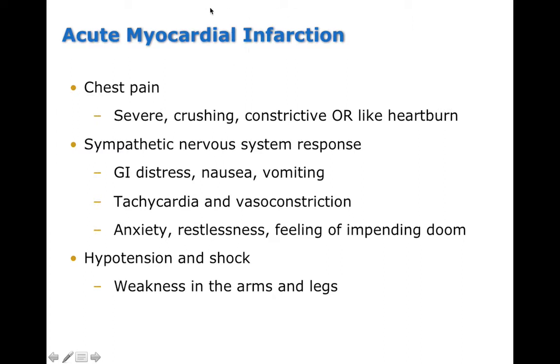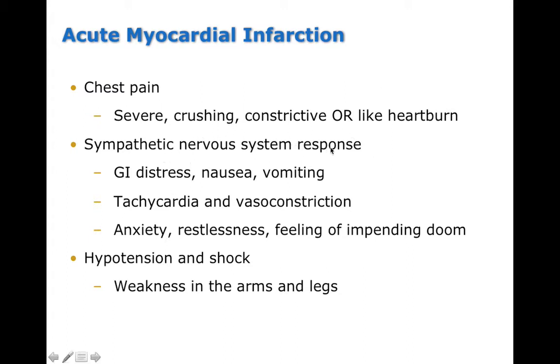Some of the other signs and symptoms of acute myocardial infarction could be things like chest pain. You might get a severe crushing or constrictive pain, or heartburn. Now you can tell the difference between heartburn and heart attack, because heartburn, which is actually going to be esophageal pain, should get worse upon swallowing. If it's actually coming from the heart, swallowing is not going to change anything with the heart. So you can differentiate between heartburn and heart attack in that regard.